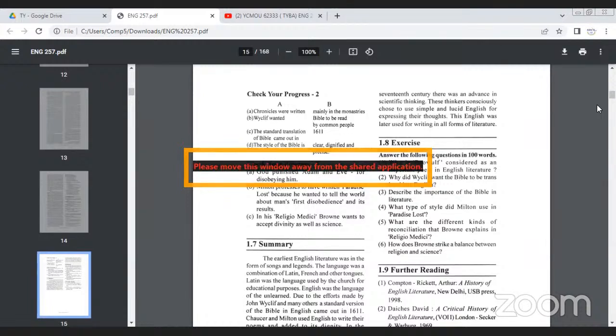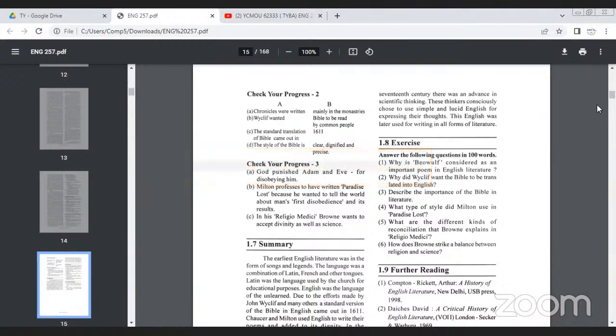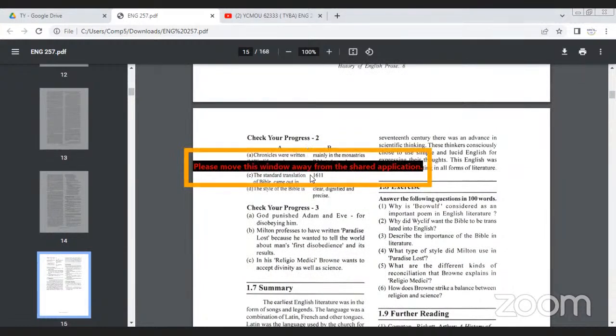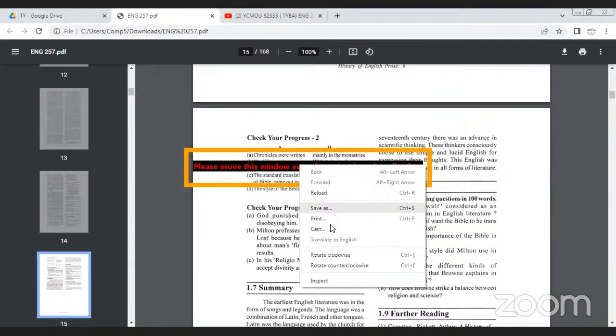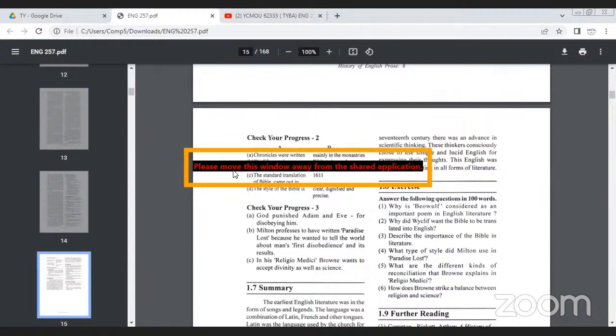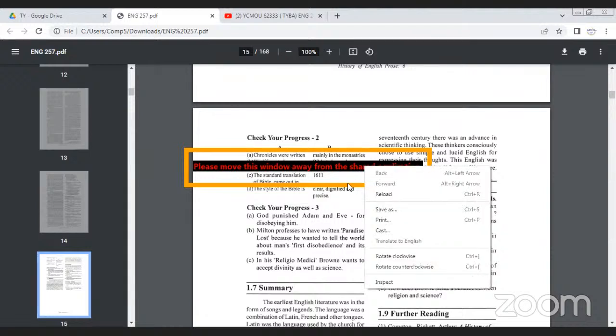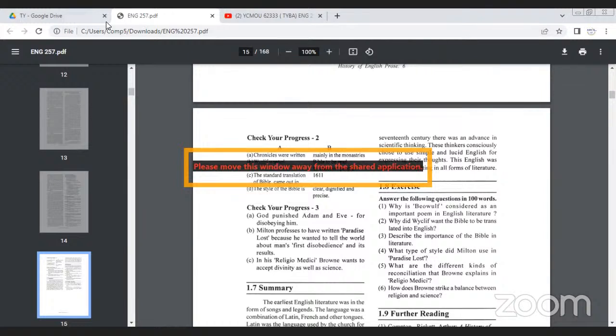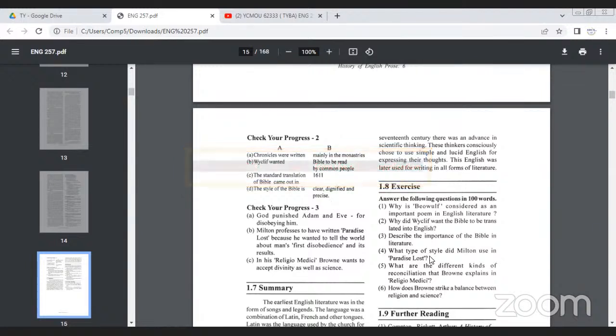The summary. The earliest English literature was in the form of songs and legends.